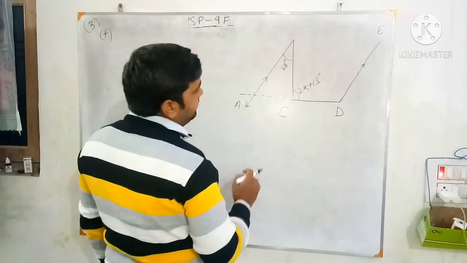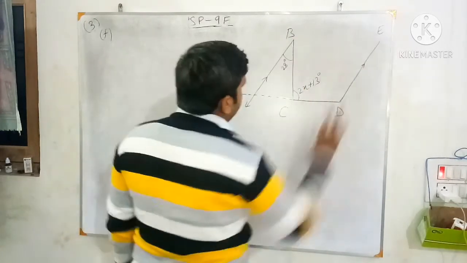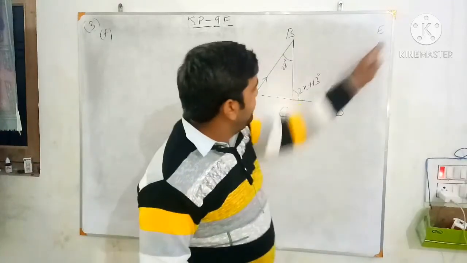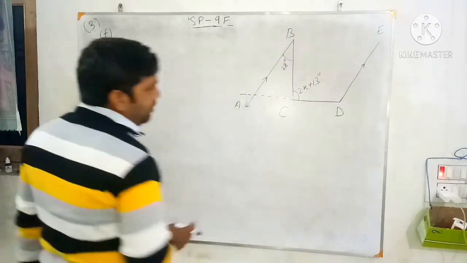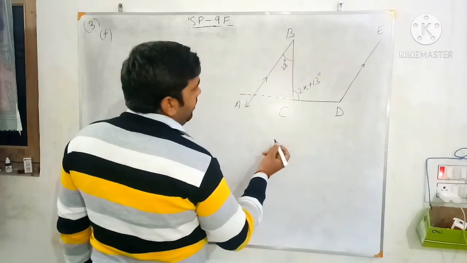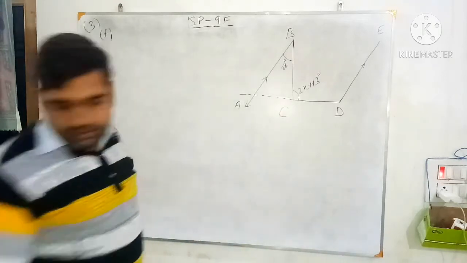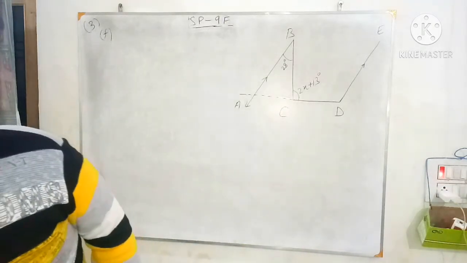So here we can mark as B, A, B, C, D, E. So this AB is parallel to DE. AB is parallel to DE. So now we have to find this angle 2x plus 13. Okay. Now let's see how we do it.